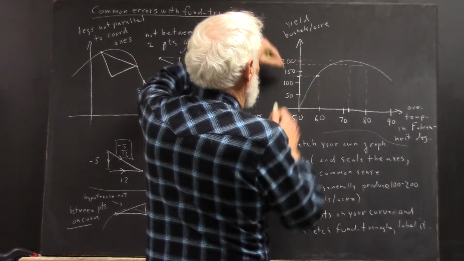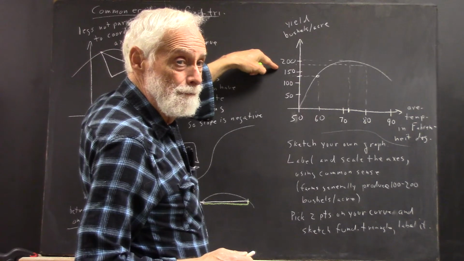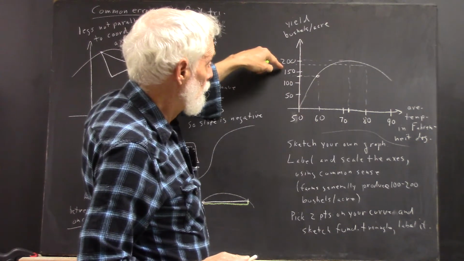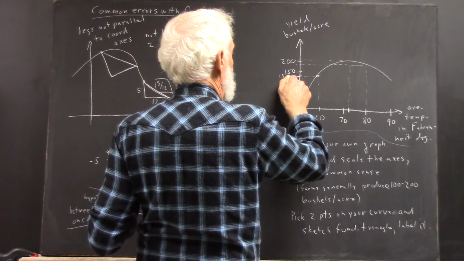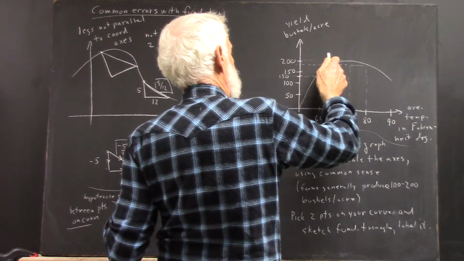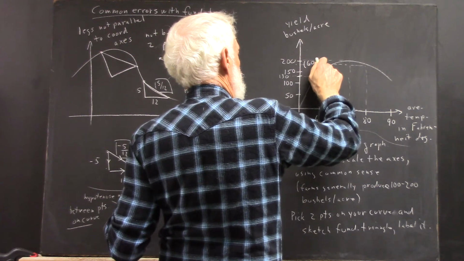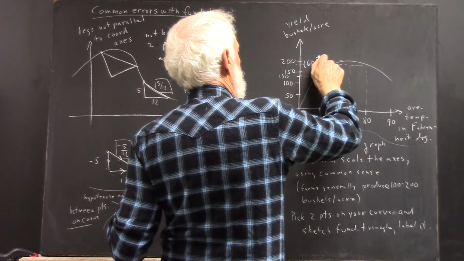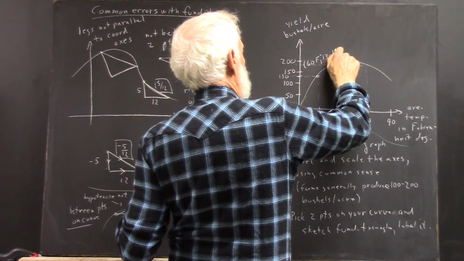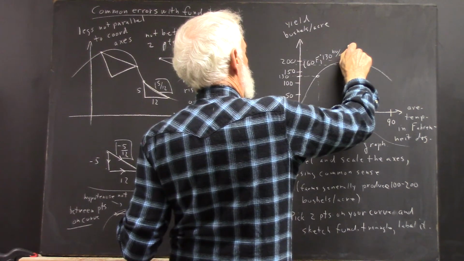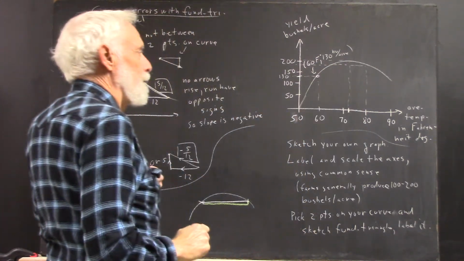So you got 60, and that looks to be, what do you think that is? Between 100 and 150. I think it's a little more than halfway, so I'm going to say 130. Okay, so that looks like about 130. So this point is 60 Fahrenheit degrees, 130 bushels per acre. Okay? That's this point.